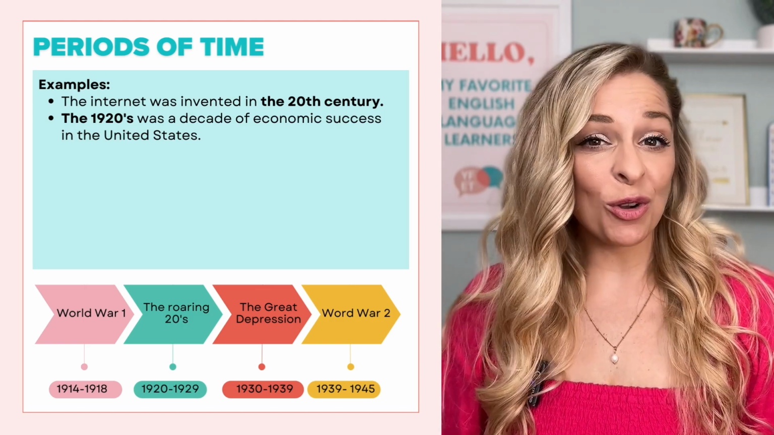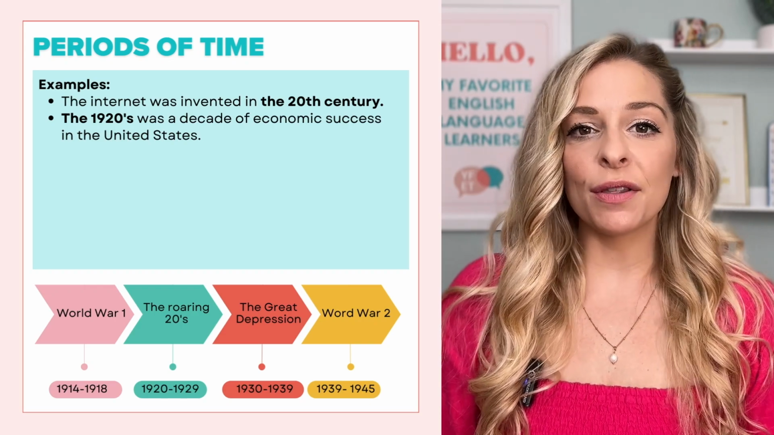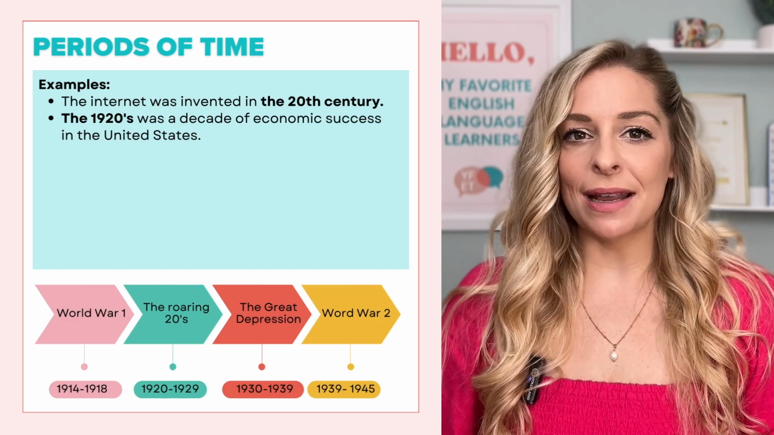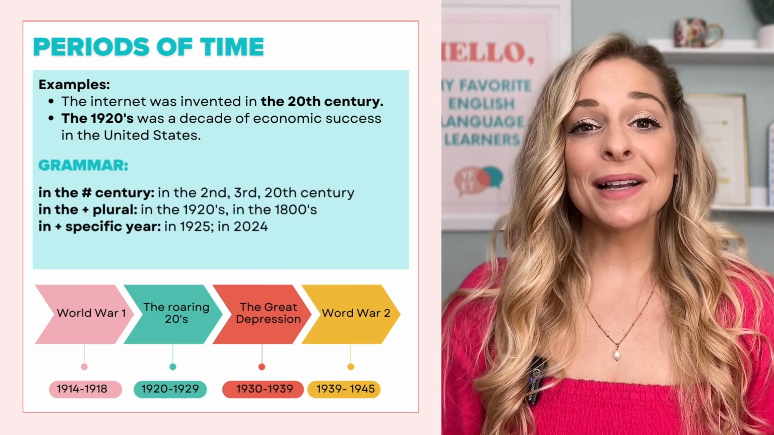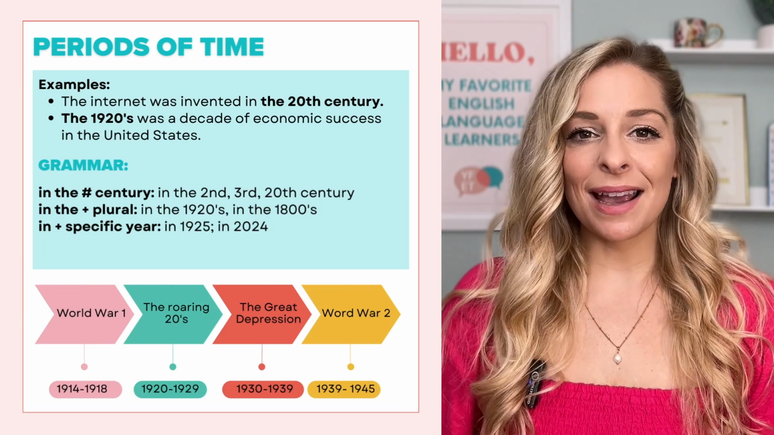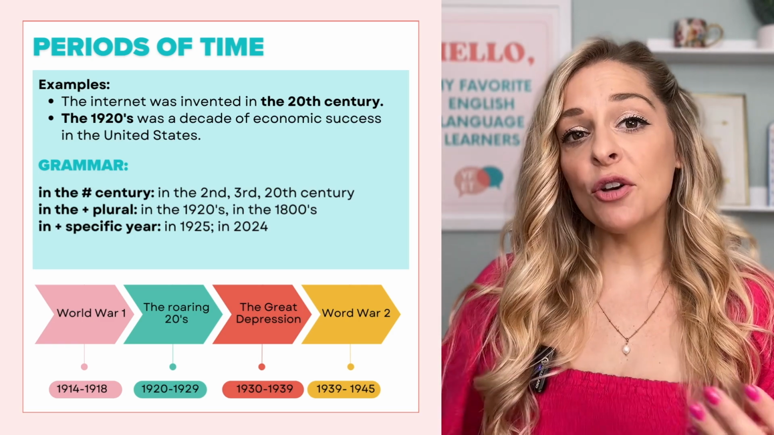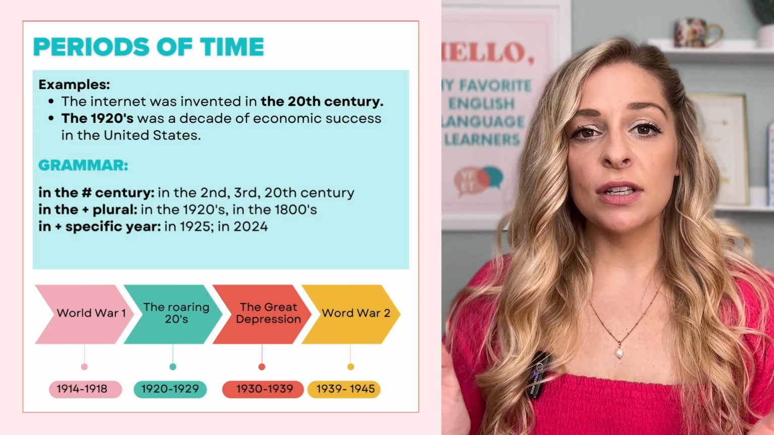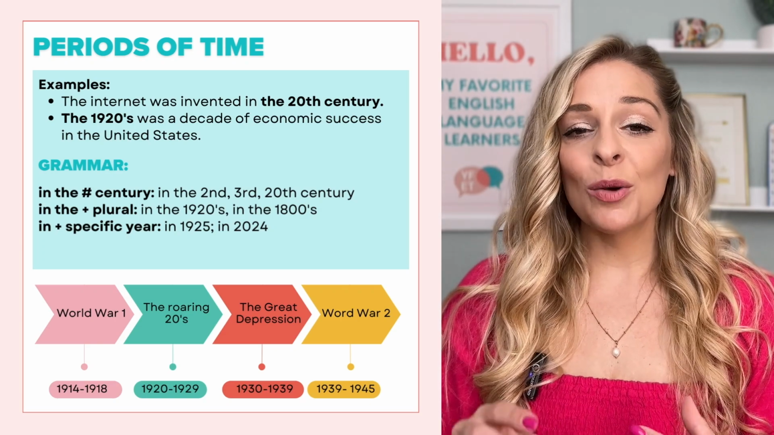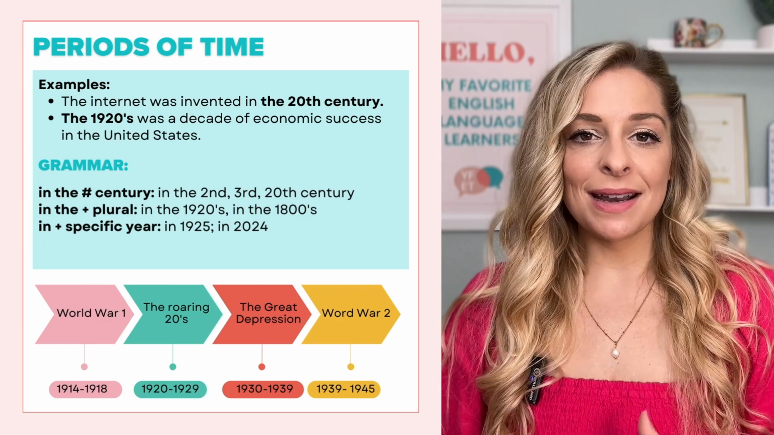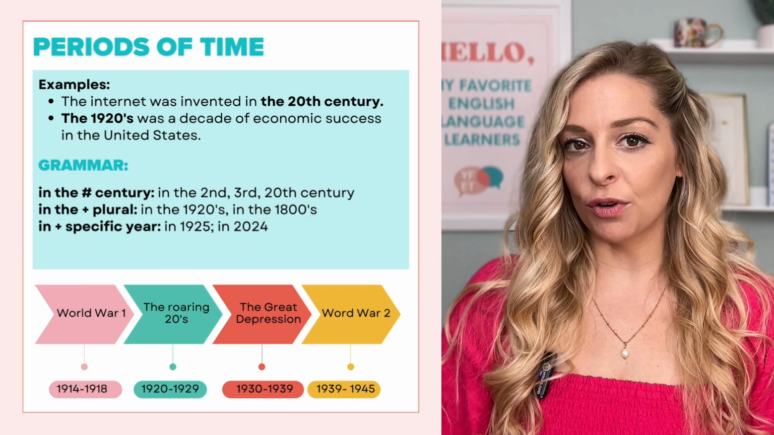Something I see my students struggle with is knowing when to use the or when to omit the word "the" when talking about time and years and decades. So let me explain. We always say "in the" plus the number of the century: in the second, in the third, in the 20th century. Or if you want to talk about a general period of time that possibly ranges over an entire decade or an entire century, you will say "in the" plus the plural form: in the 1920s or in the 1800s.